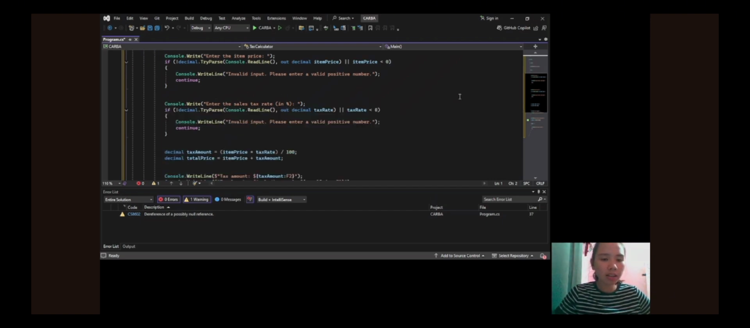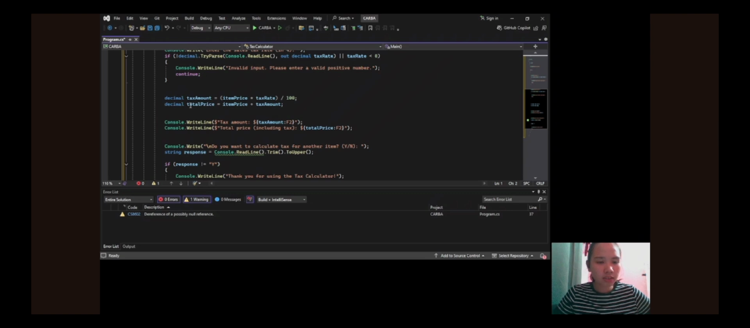So Console.Write, Enter the sales tax rate in percentage. This asks the user to input a tax rate percentage. Then the next line converts it to a decimal value. It attempts to parse the user input as a decimal value and ensures the entered value is a positive number. If it is not positive, it prints Invalid input, an error message.